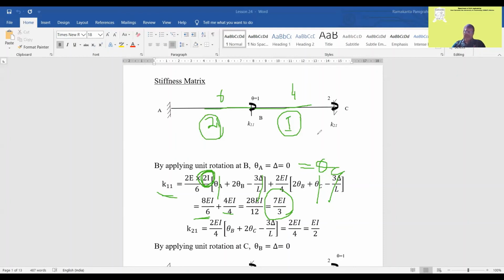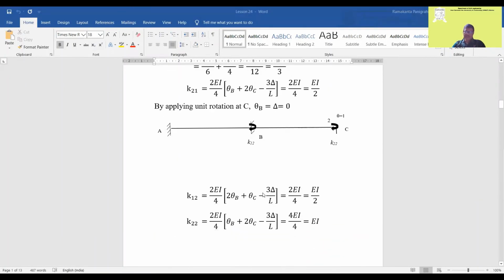Okay. Now what is K21? It will only come from the span BC. So it will be 2 theta B plus 2 theta C, right? Theta B plus 2 theta C and 2EI by L, L means span of the BC. So it becomes 2EI by 4. Delta 0, theta C 0, so EI by 2. EI by 2 is the K21. Now K21 must be equal to K12.